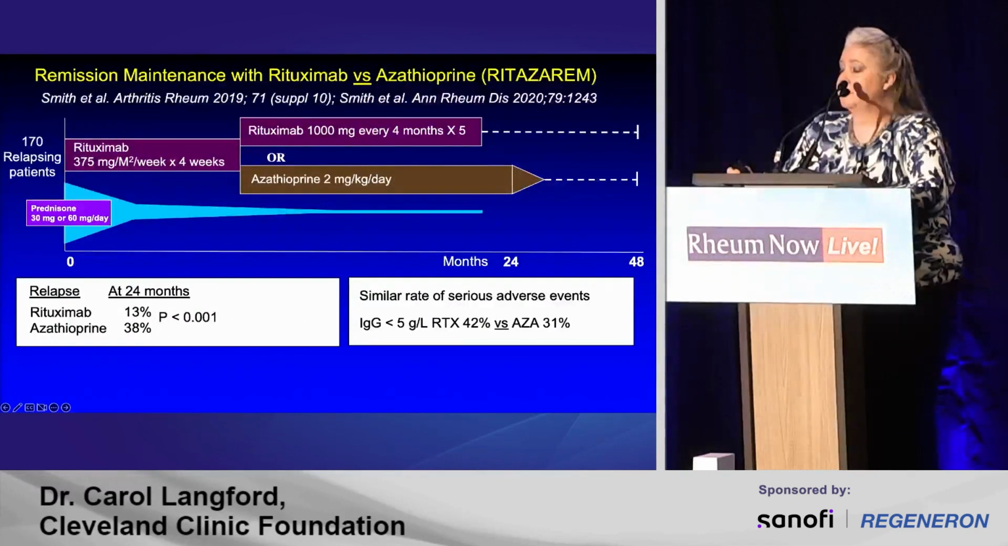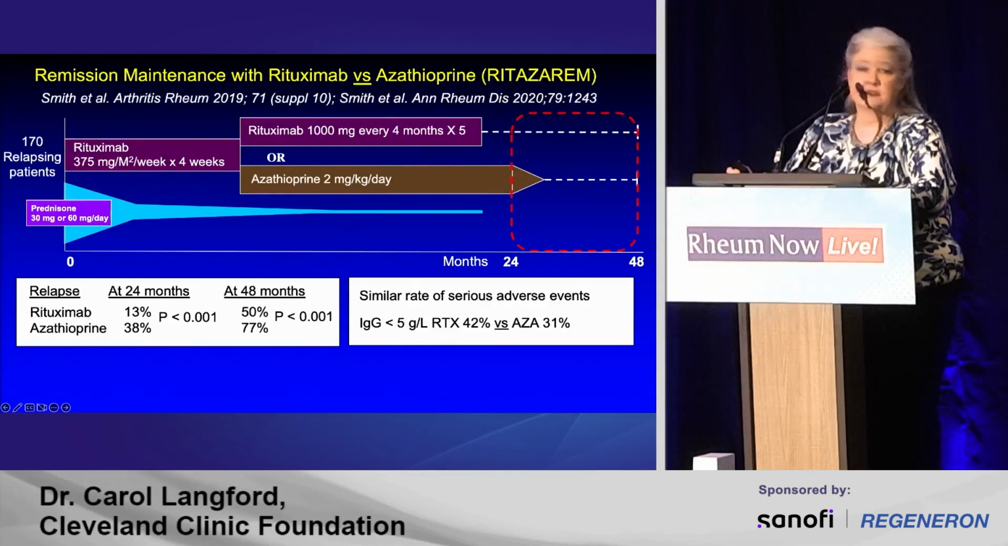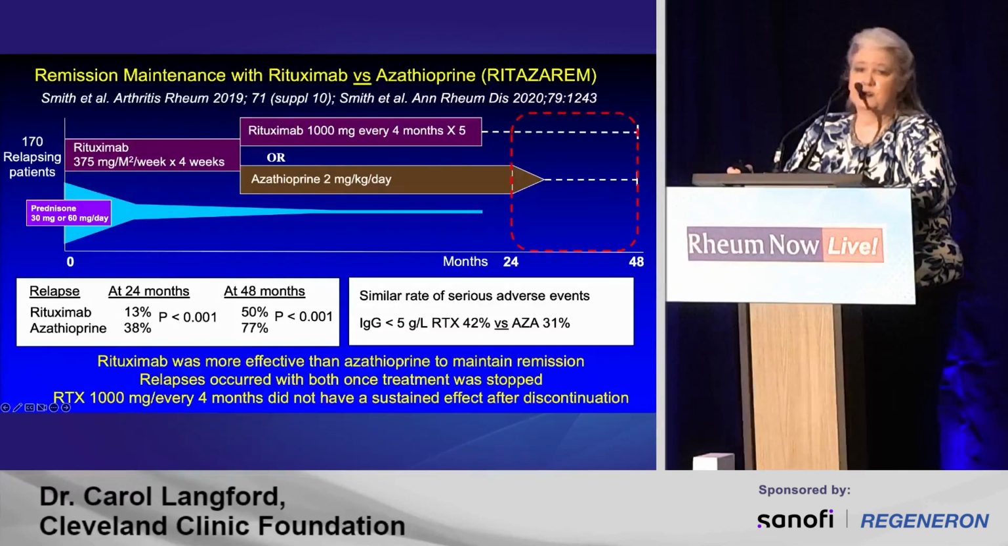While there was a similar rate of serious adverse events, hypogammaglobulinemia was seen, and in the long-term follow-up at 48 months, while rituximab retained its superiority, 50% of patients relapsed after treatment was stopped. Once again, demonstrating superiority to azathioprine, the fact that relapses occurred after treatment was stopped. And although this trial utilized a dosage regimen of 1,000 milligrams of rituximab every 4 months, this did not demonstrate that this dosage schedule had a sustained effect of prolonging remission after treatment was discontinued.